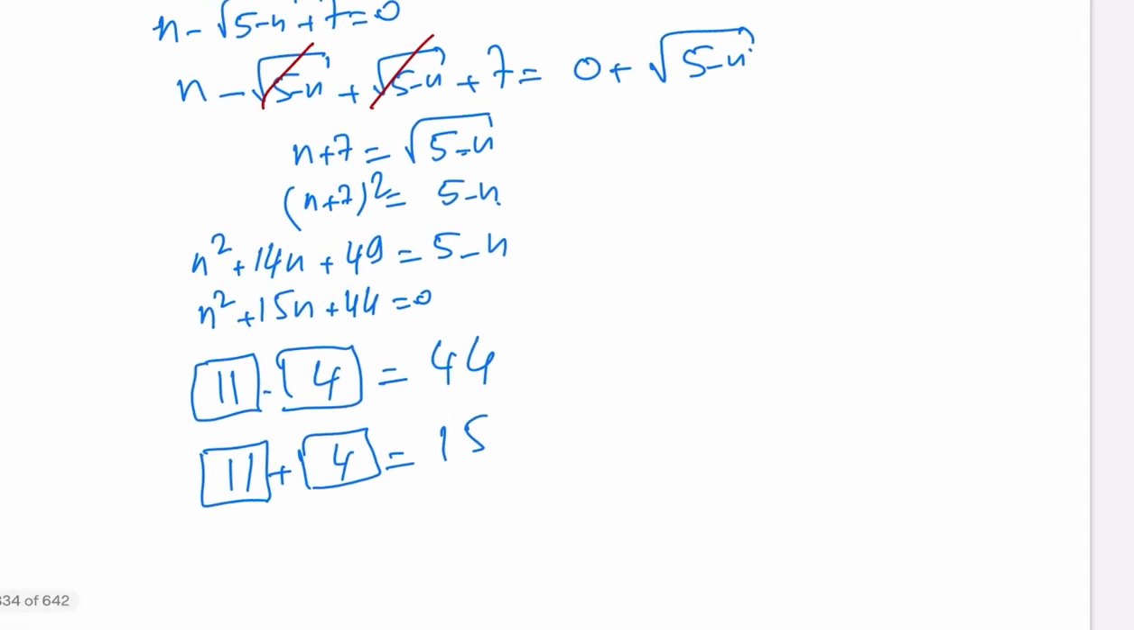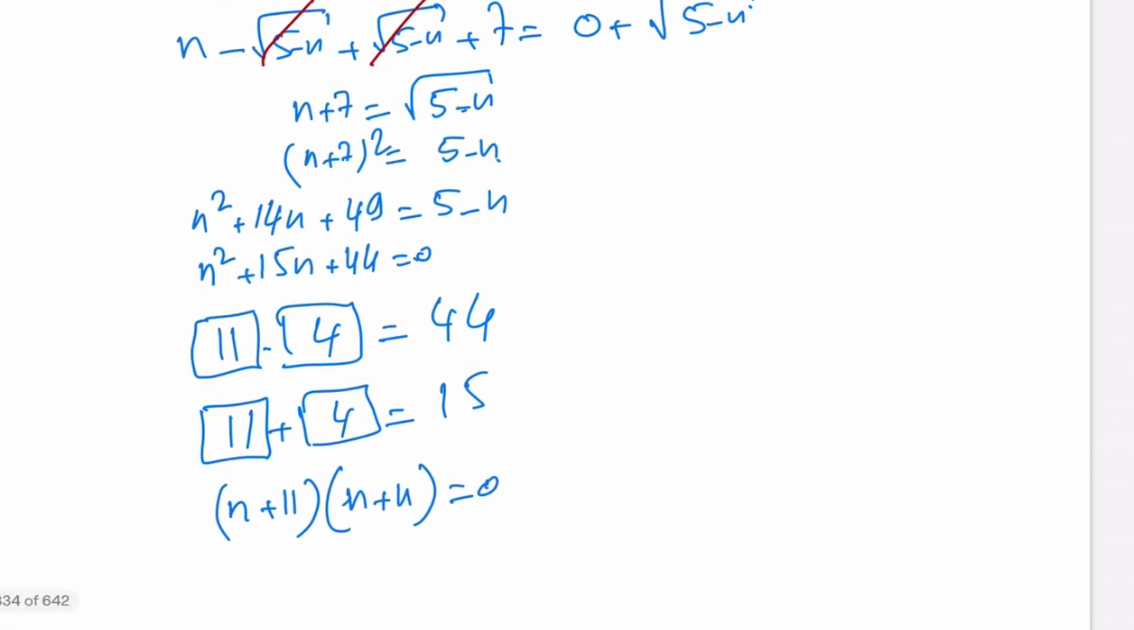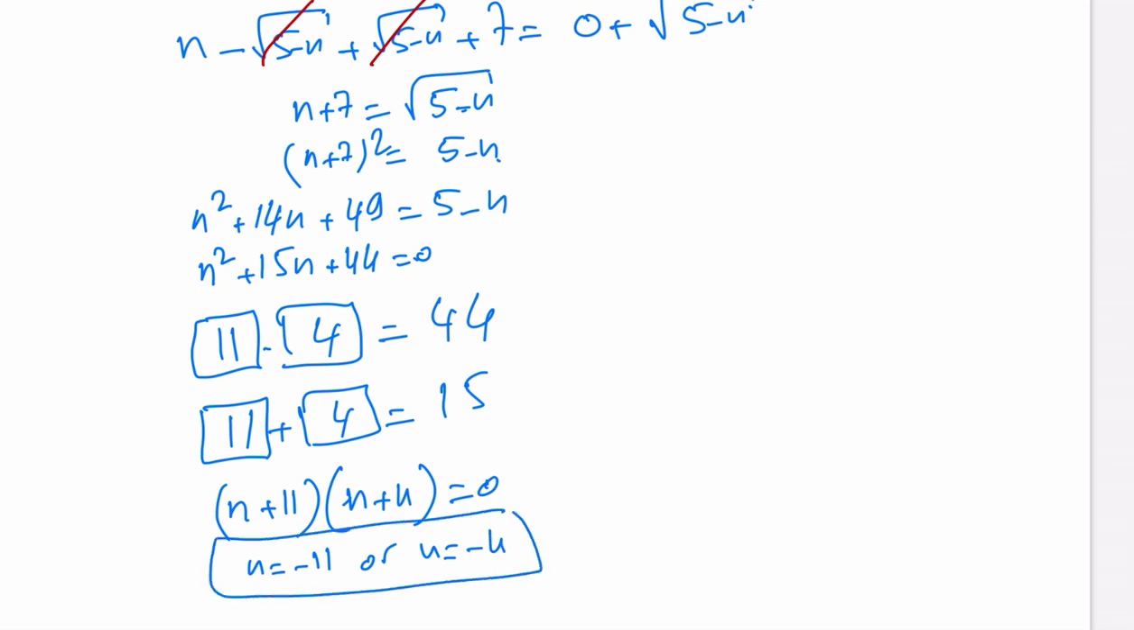So we can directly go ahead and write this equation as n plus 11 times n plus 4 is equal to 0. So the roots, the solution here, is n is equal to minus 11 or n is equal to minus 4. So we have two solutions that we need to plug in our equation and see if it's working or not.